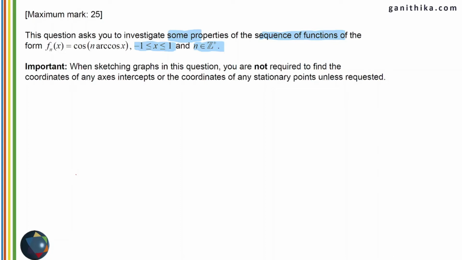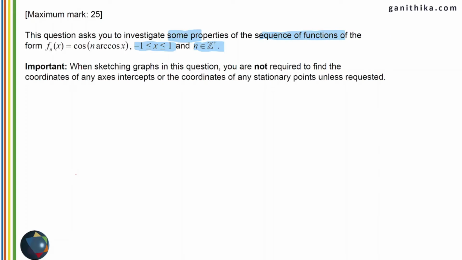Why is it called a sequence of functions? Because it's in the form of fn of x. As you change the values of n from 1, 2, 3, etc., you will get f1 of x as cos of arccos x, f2 of x as cos of 2 arccos x, f3 of x will be cos of 3 arccos x.